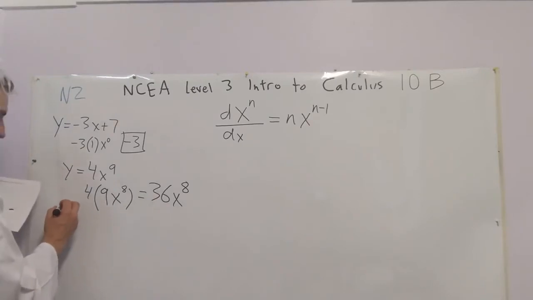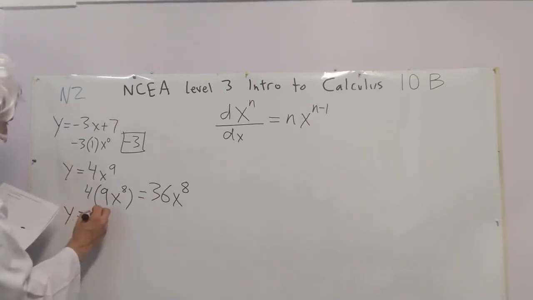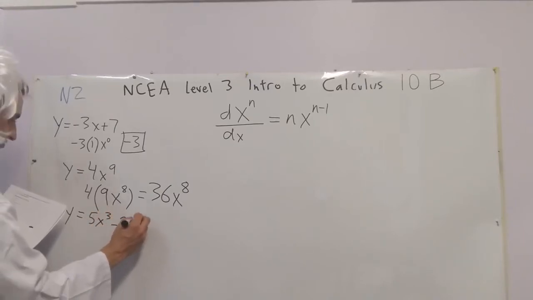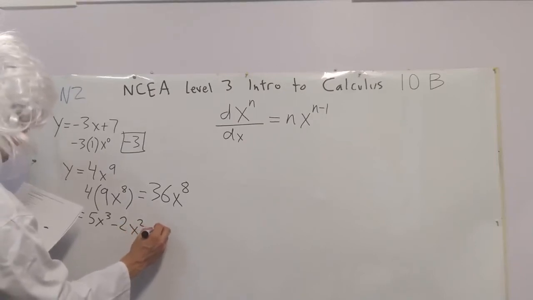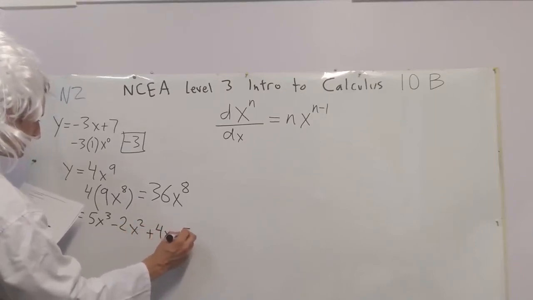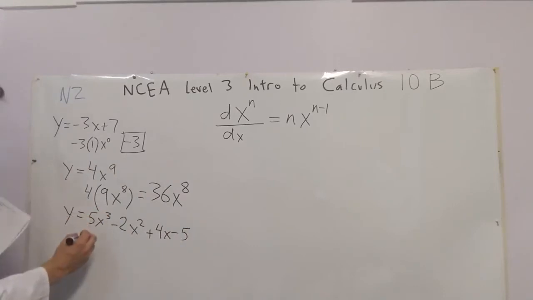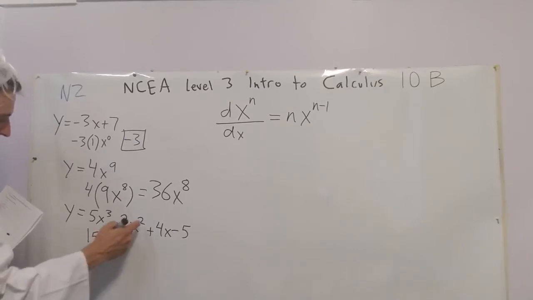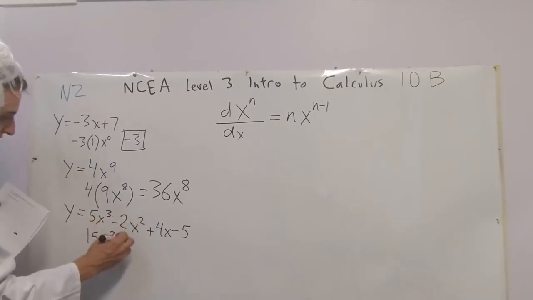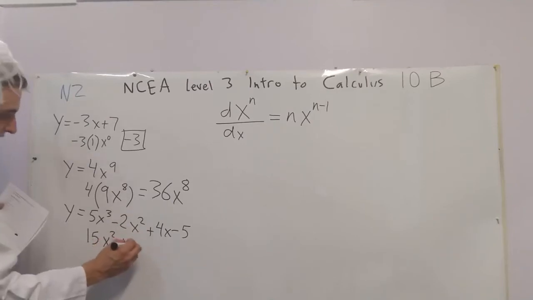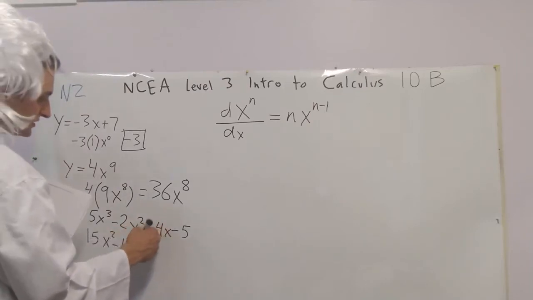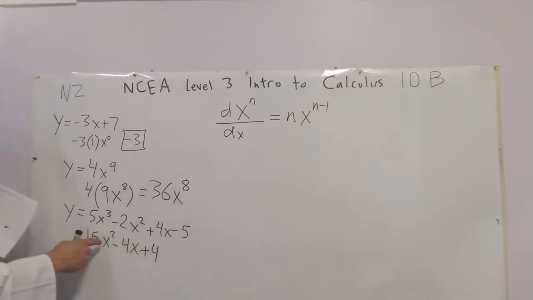About this one, y equals 5x cubed minus 2x squared plus 4x minus 5. This 3 comes in front, that becomes 15x squared minus, this 2 comes in front, 2 times 2, minus 4x plus, this x just becomes a 1, so 4. 15x squared minus 4x plus 4.